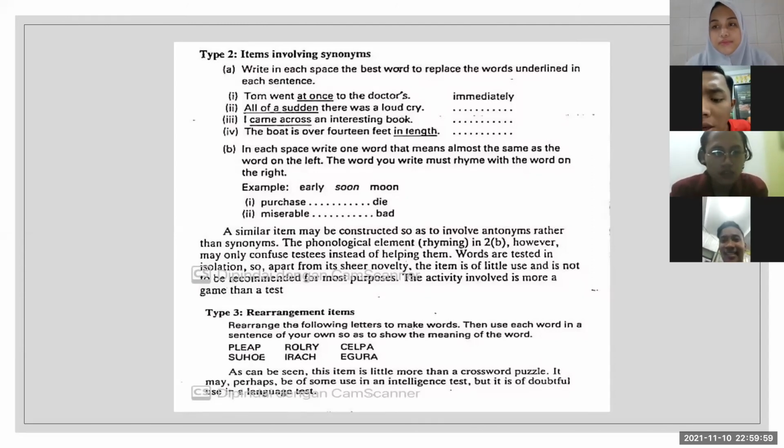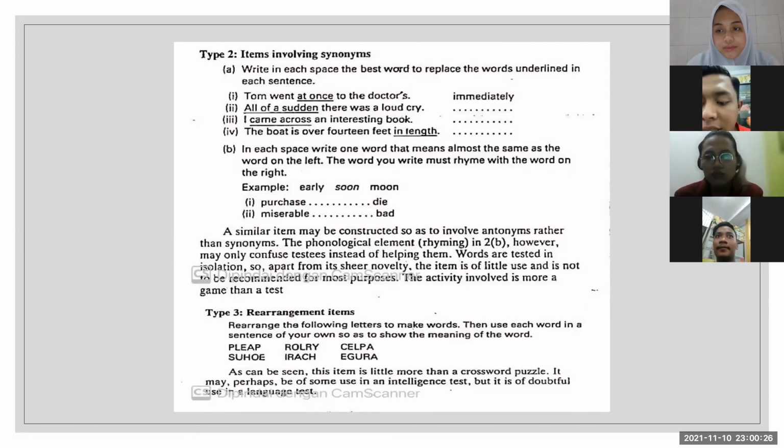And then type 3 is the rearrangement item. Rearrange the following letters to make a word. Use each word in a sentence of your own so as to show the meaning of the word. Students should show what they mean by the word they use. I think it's the same, like flip, show, party. The word in the sentence should show the meaning of this word. We're going to the next slide.